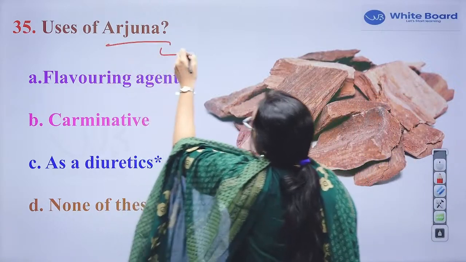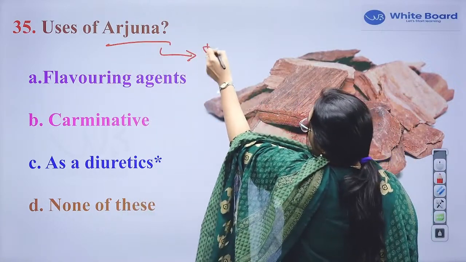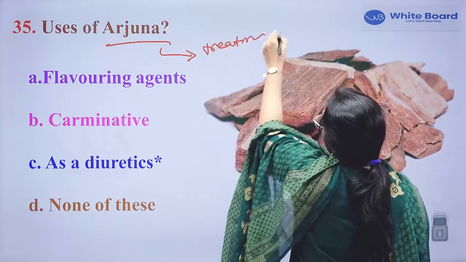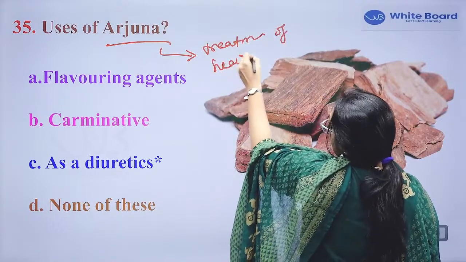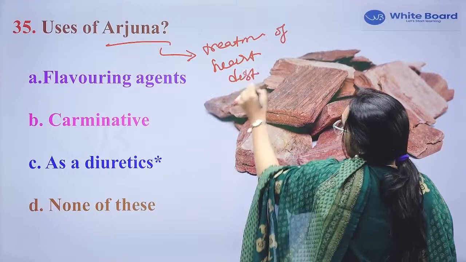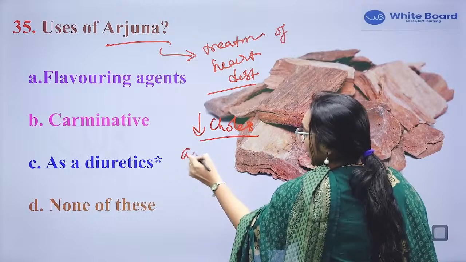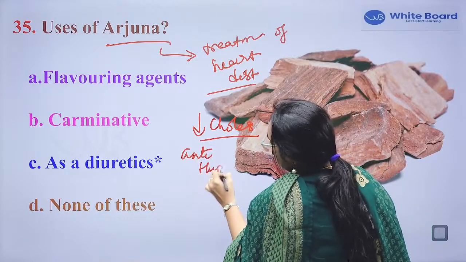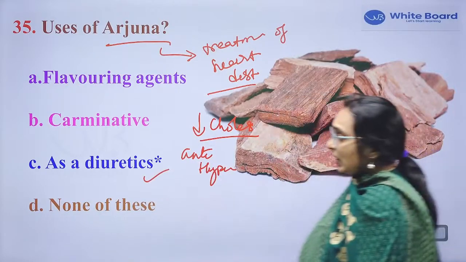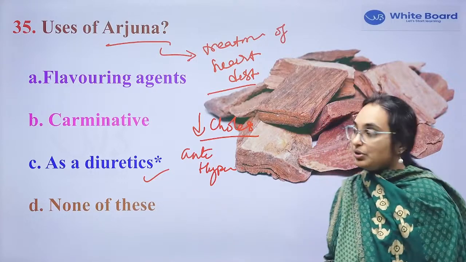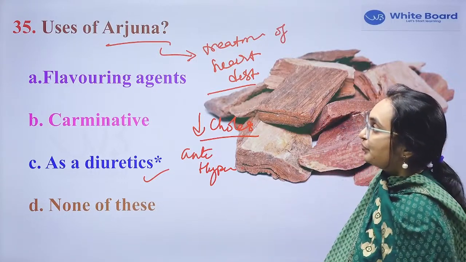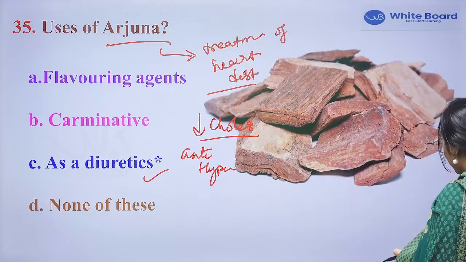Next, uses of Arjuna. Arjuna is a drug which is used for treatment of heart diseases. Okay, it is used as anti-arrhythmic, it is used to reduce cholesterol, it is used as an anti-hypertensive agent, and it is also used as a diuretic. So, here answer is C. 35 answer C.